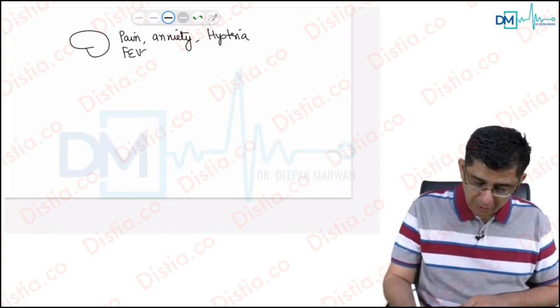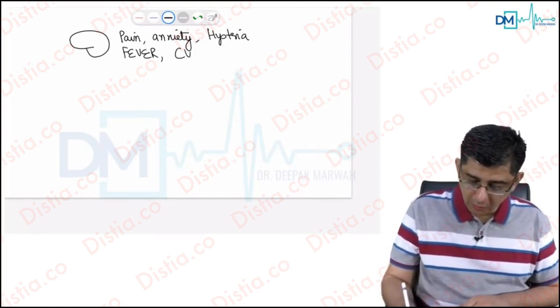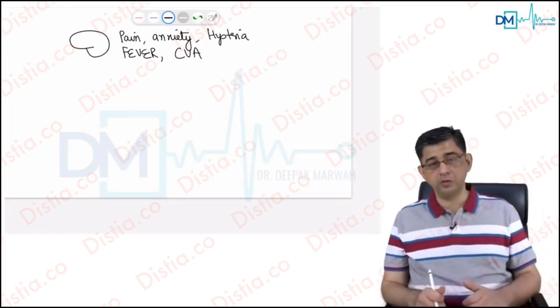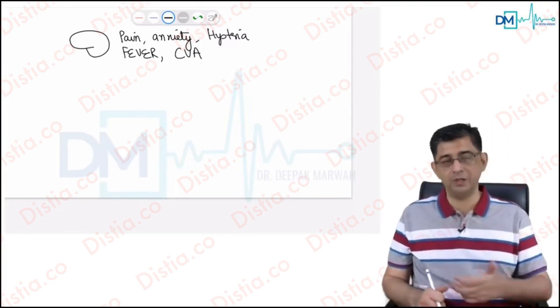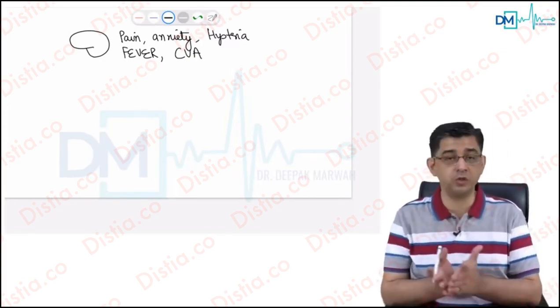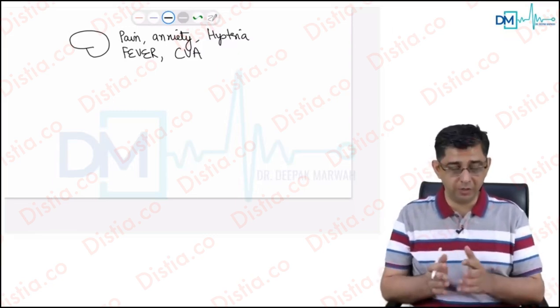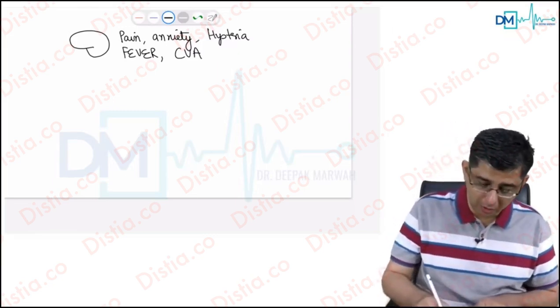High grade fever in a patient can contribute to it. Cerebrovascular accident can contribute to it. So CVA can be causing both manifestations of alkalosis or acidosis, dependent upon whether the respiratory center is destroyed or not. If the respiratory center is destroyed, it is a hypoventilation in a patient.